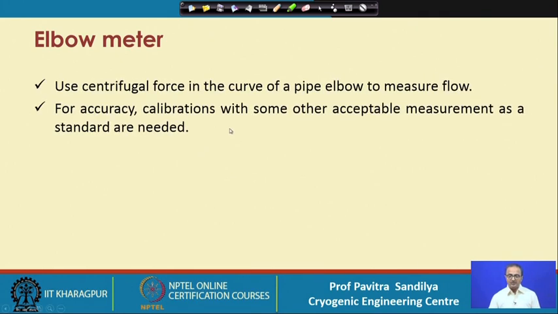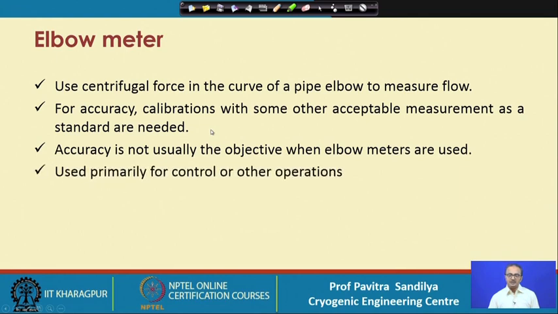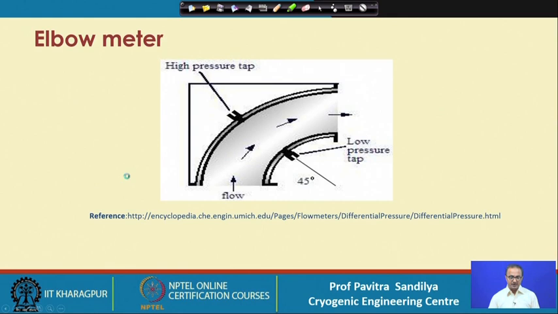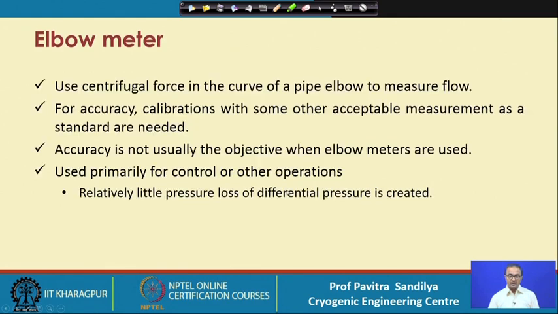And for accuracy, it needs to be calibrated, and it is not a very highly accurate flow meter. So when we do not need a very high accuracy of measurement, we go for such an elbow meter, and it is primarily used for control and other operations, and it gives a relatively less pressure loss.